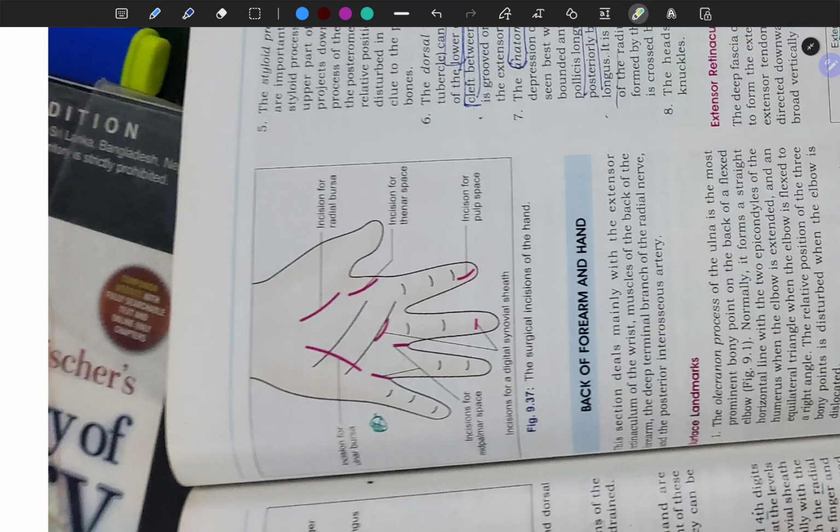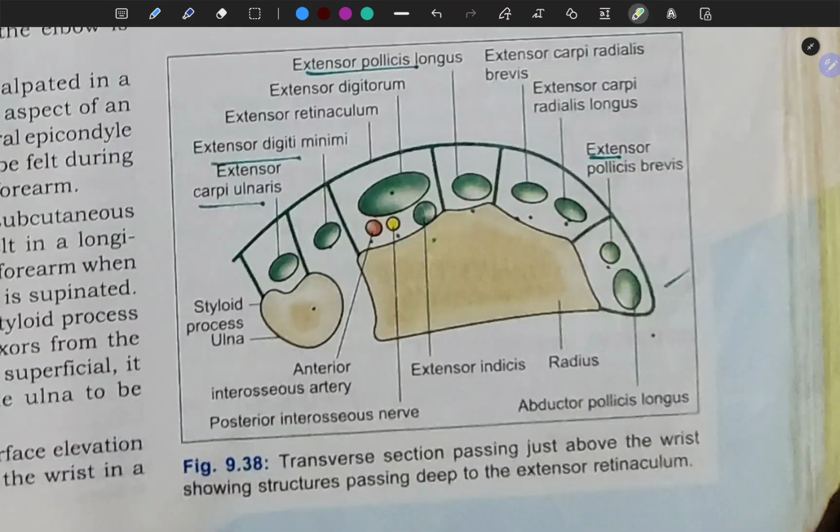So these are the surgical incisions of the hand: the incision for the ulnar bursa and radial bursa on the palmar aspect, the incision for the palm space on the medial aspect, not on the lateral aspect. Incision for the mid-palmar space, as we discussed earlier, in the third and fourth web space. Incision for the thenar space in the first web space. Incision for the digital synovial sheath in the creases. So this is a very important question.